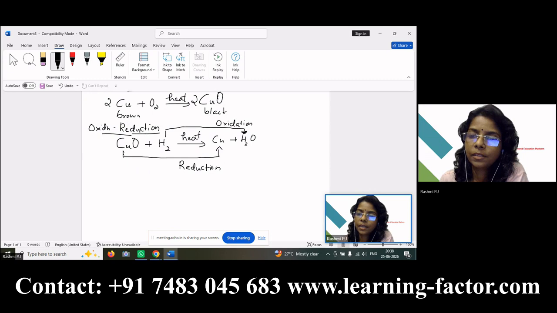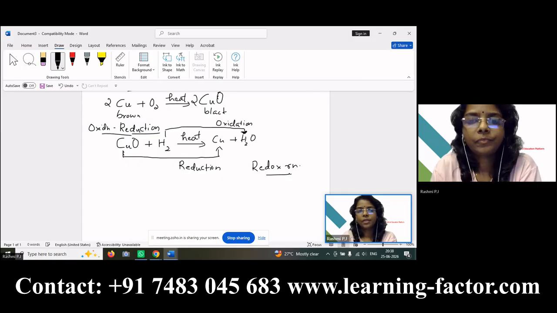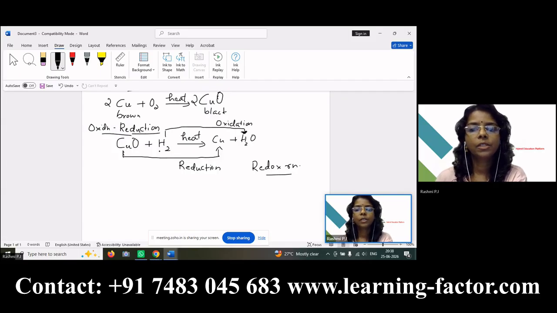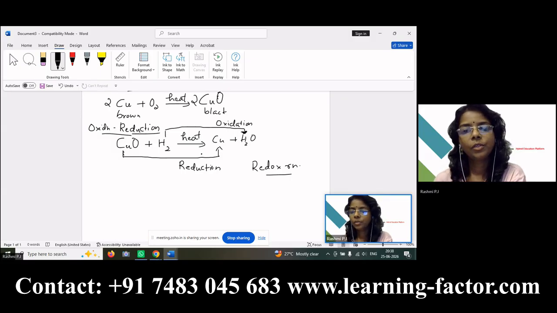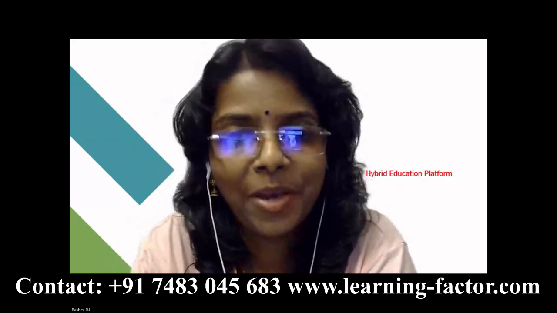Such reactions in which both oxidation and reduction take place are named redox reactions. Here hydrogen gains oxygen, so it undergoes oxidation, and copper oxide loses oxygen during this reaction, and in the same reaction both oxidation and reduction are taking place. We call such a reaction a redox reaction. So far we have discussed different types of chemical reactions. Five types of chemical reactions we have discussed today.